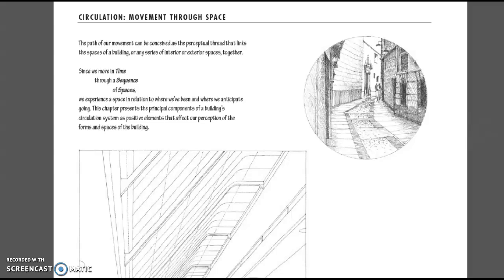So we experience a space in relation to where we have been and where we anticipate to go. That means whenever movement through a space is seen, or circulation comes into picture, we experience a space in relation to where we were and where we anticipate to go. Only then will the movement or the circulation come into picture. That means we were somewhere and we tend to go somewhere, reach somewhere. So this chapter is primarily dealing with the circulation system as a positive element that affects our perception of the forms and spaces of the buildings.